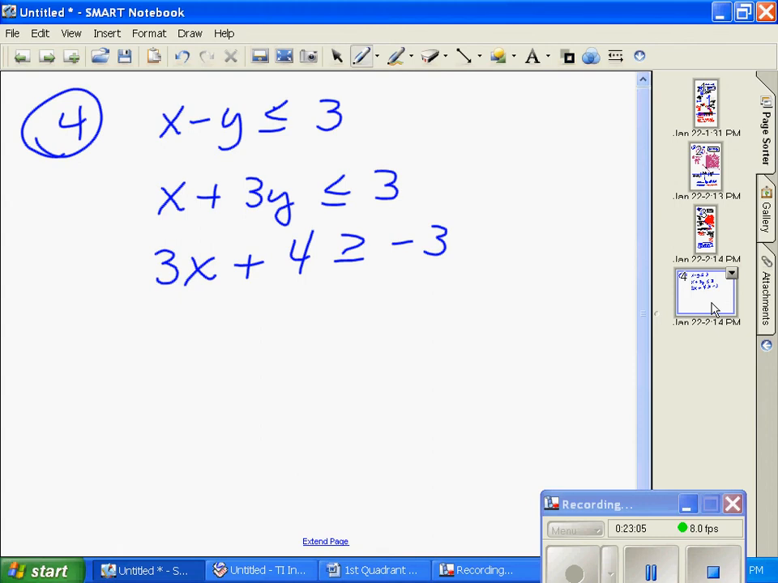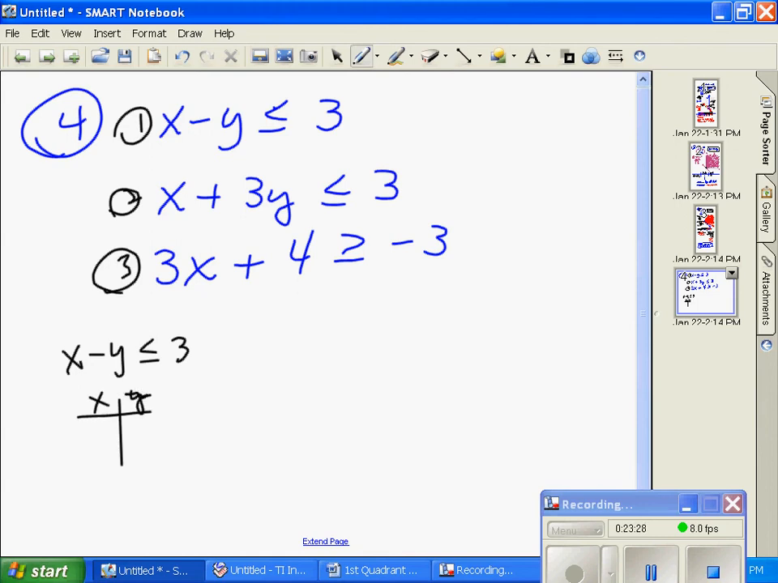So I'm going to label this equation 1, equation 2, and equation 3. Now again, I'm going to start getting in the habit of just finding my x and my y intercepts first, so then I can see if I need to scale anything. So plugging in for x and y, I plug in 0 for x.